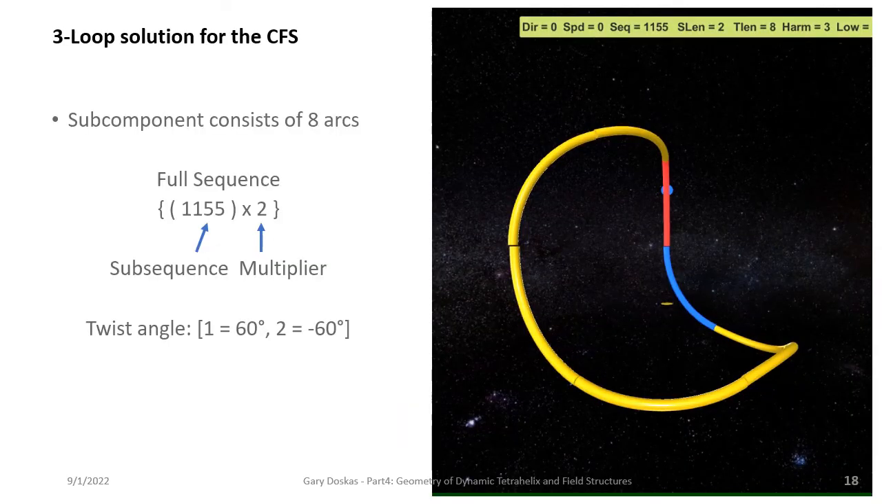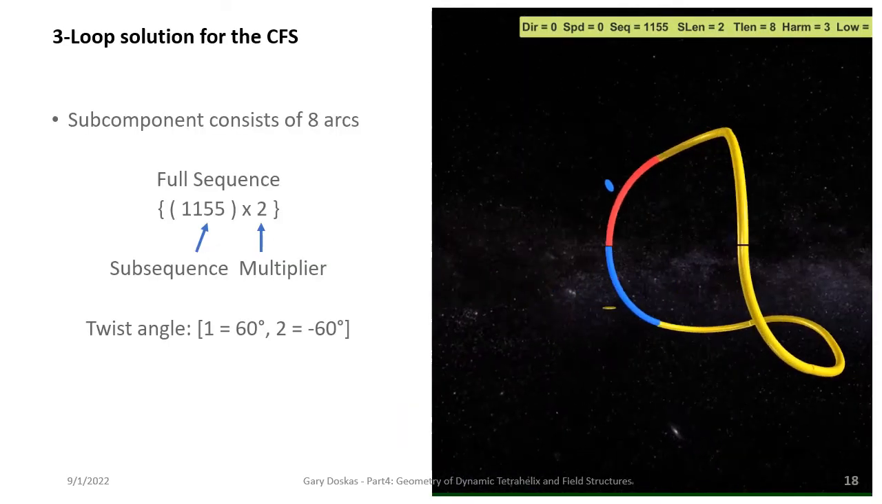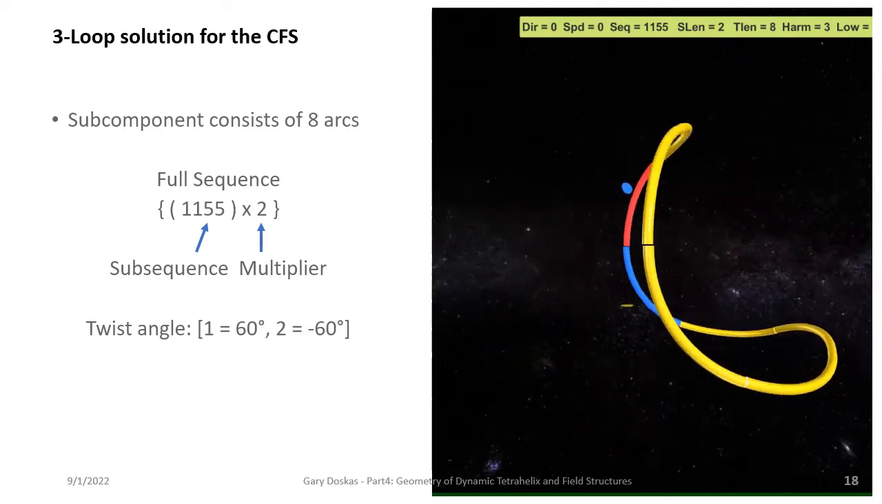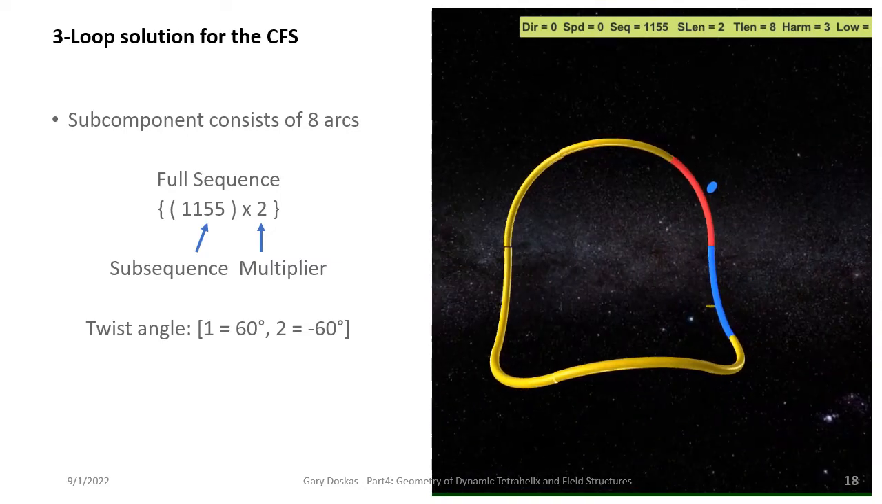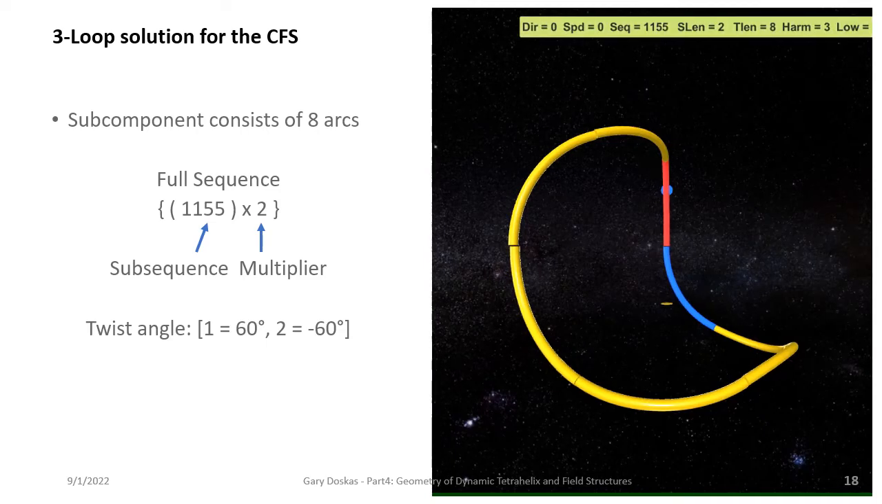3-loop solution for the CFS. The subcomponent consists of 8 arcs. The full sequence is 1, 1, 5, 5, repeated 2 times.